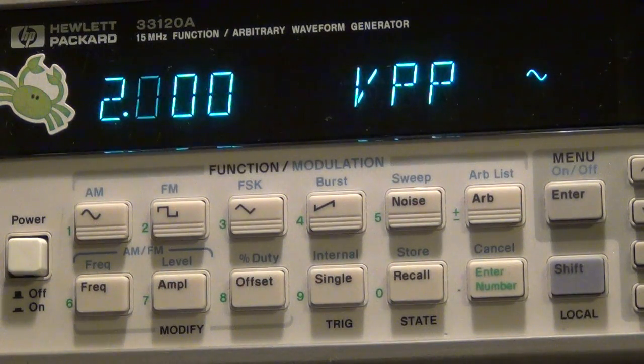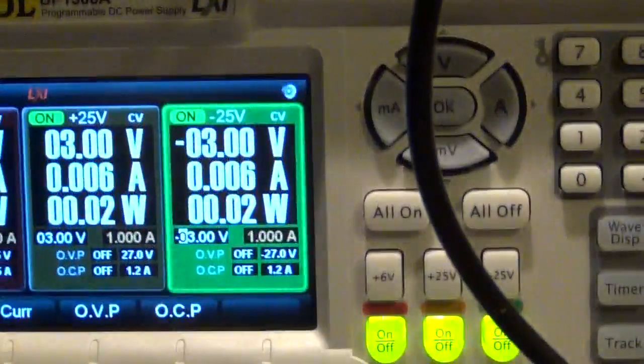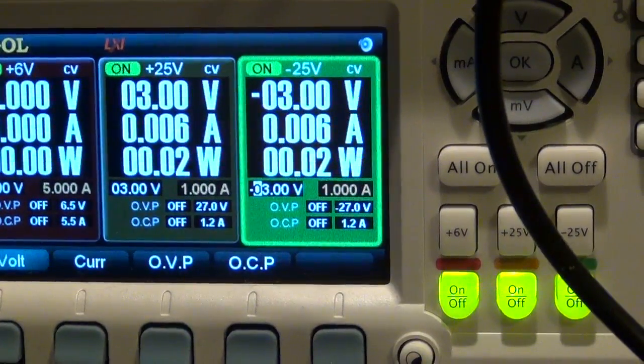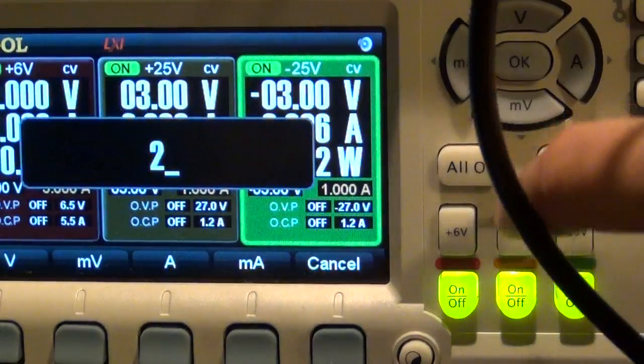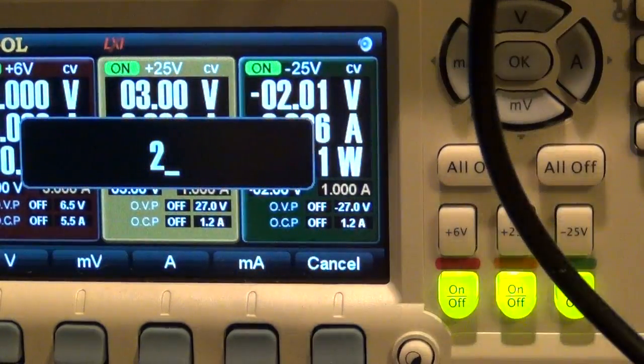So now if I reduce the supply even further, instead of plus and minus 3 volts, I'll make it plus and minus 2 volts, and you will see even more nonlinearity. Here we go, and we go back.